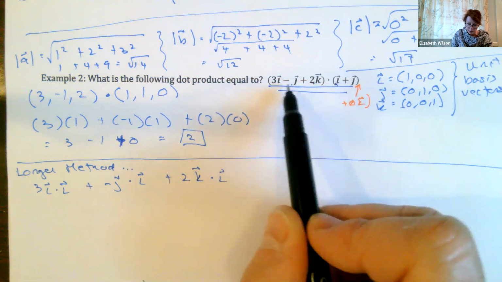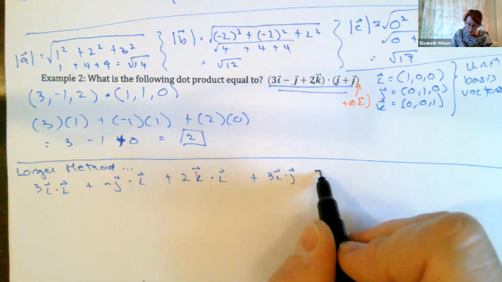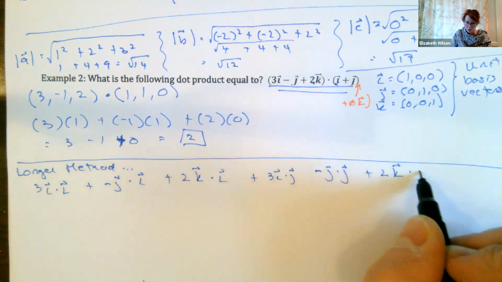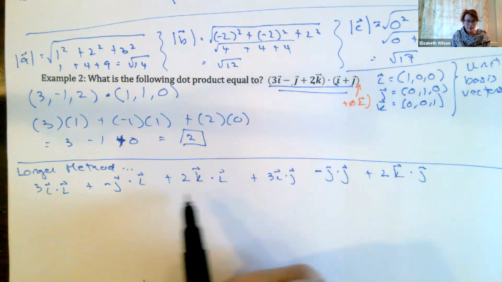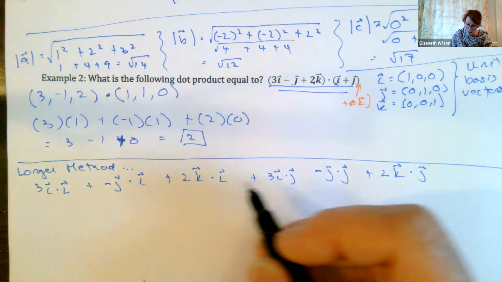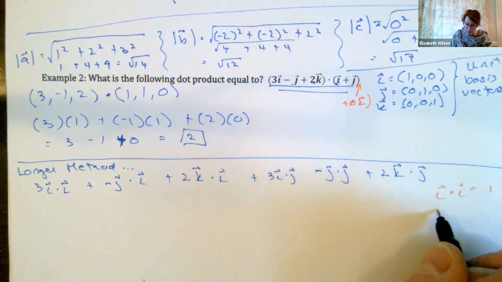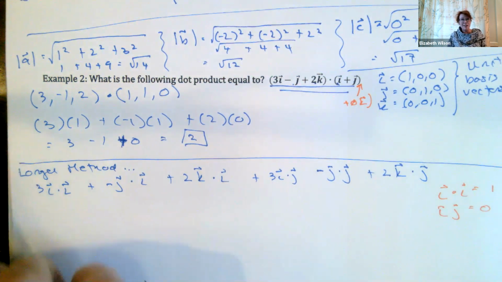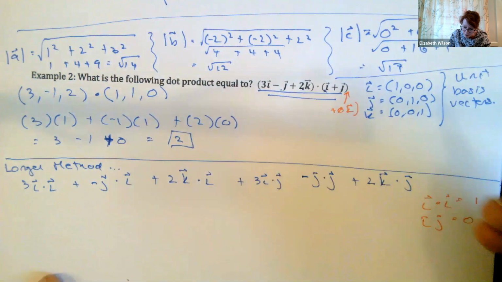Now I'm going to go through the other one. Plus 3i dot j minus j dot j plus 2k dot j. So I just distributed and worked my way through. The thing about this is that you have to remember how i's, j's, and k's interact with each other. So i dot i is equal to 1, and something like i dot j is equal to 0. The reason for that is that i, j, and k represent our x, y, and z axis. Let's just draw this out.